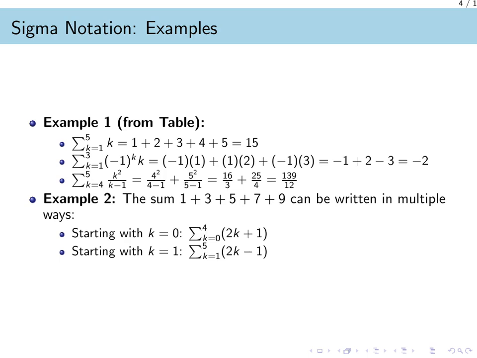Alternatively, we could start the summation at k equals 1. If we do this, the formula for the term must change to 2k minus 1. Now when k is 1, the term is 1, and when k is 2, the term is 3. To get the same 5 terms, our index must now run from 1 to 5. This shows that the starting index, the ending index, and the formula for the terms are all linked together to produce the same final sum.